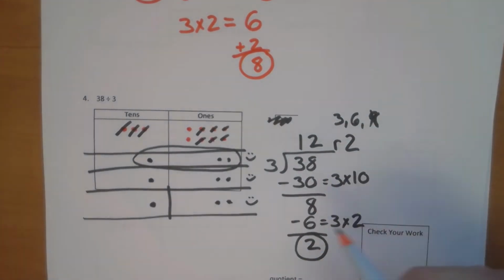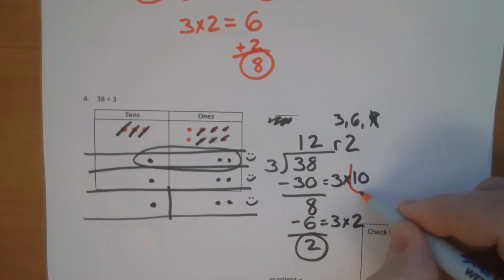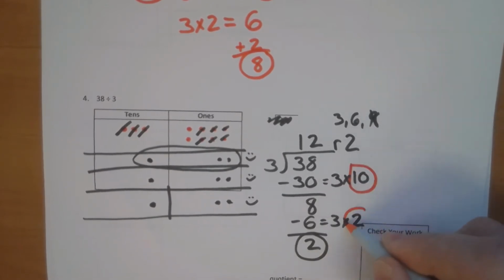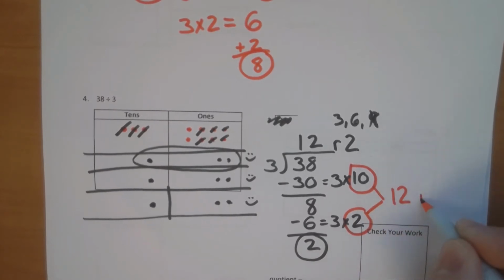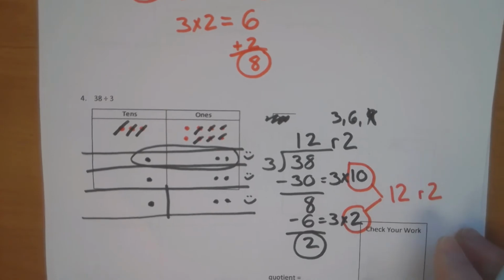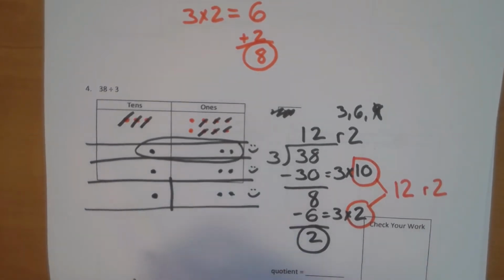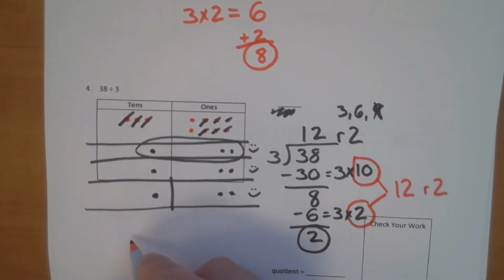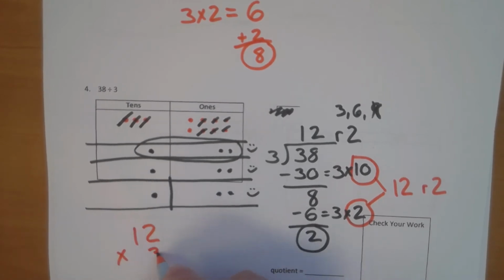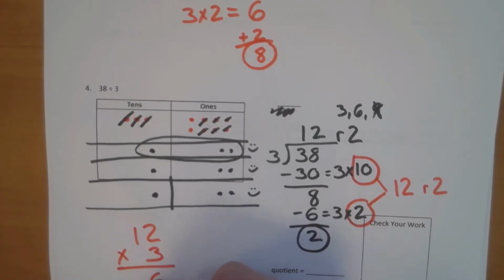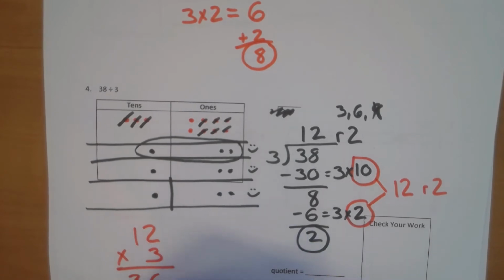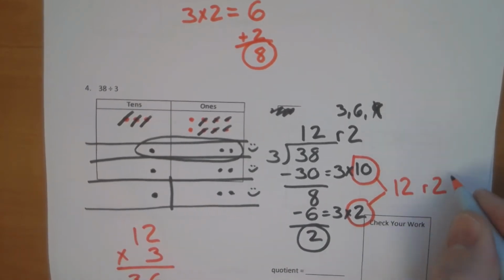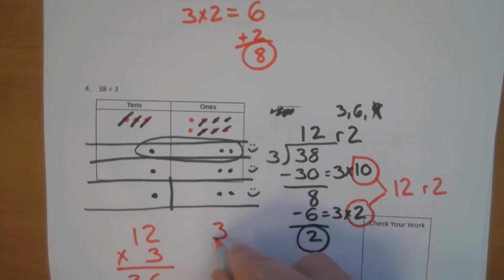Another way to look at that is over here. I gave away 10, and then I gave away 2 more. If I bring those together, that is 12, but there's 2 left over. So I can check my work. Let's do this. So if I said 12 remainder of 2, let's take 12 and let's multiply that by 3. 2 times 3 is 6. 3 times 10 is 30. That gives me 36. But I had those 2 left over, so I'm going to take those 36, add 2. That brings me back to the original 38.